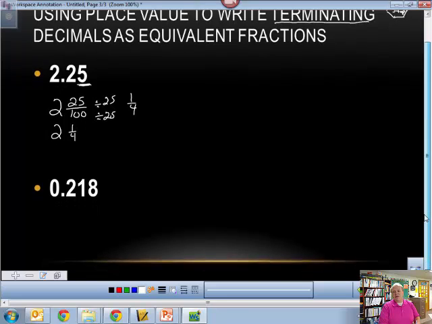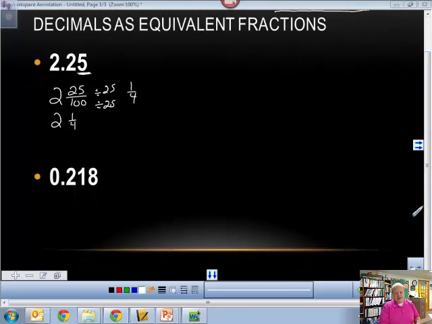Now let's look at this other one. This other one is not necessarily so easy, but let's look. I start at the number that's all the way to the right. Okay, I look at my 8. I know that my 8, this is my tens, my hundreds, my thousands, so I'm going to put 218 over 1,000.